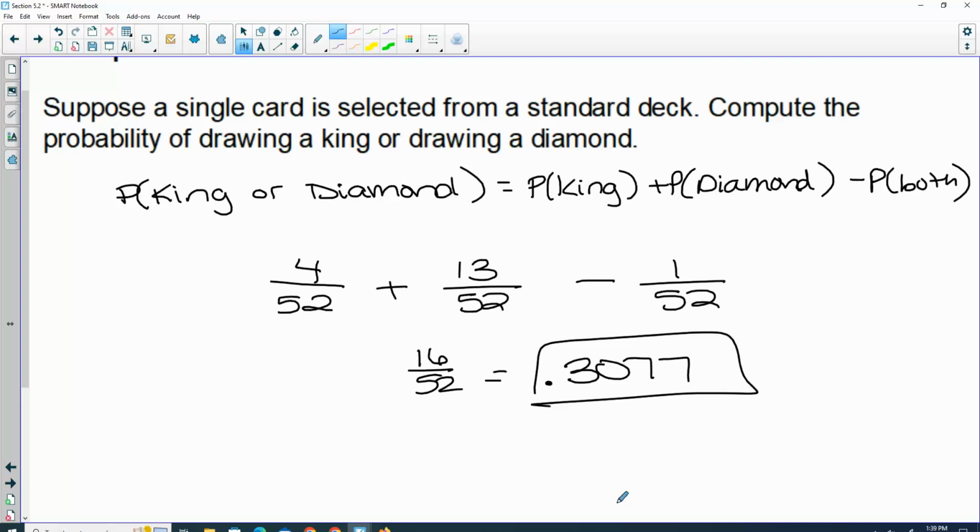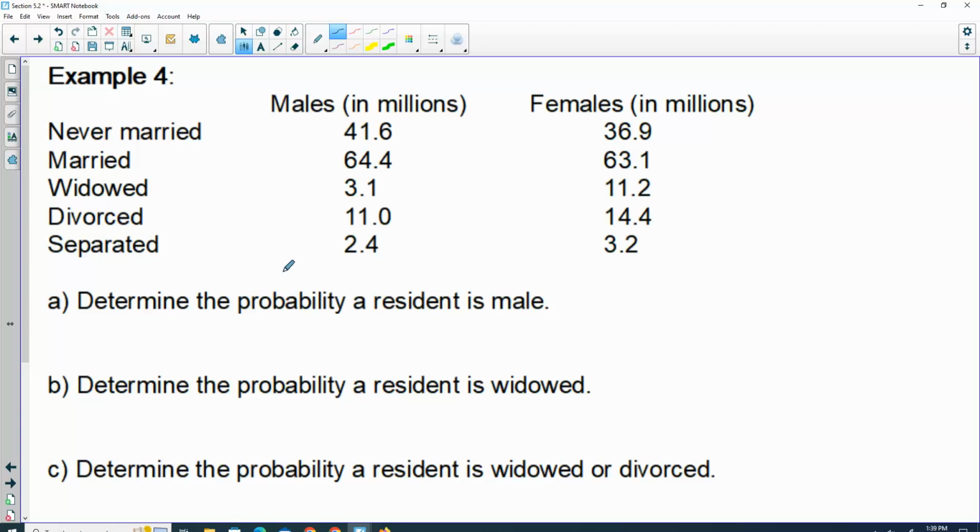The next one I gave you a table to read. So, this is showing marital status. So we have males, females, and different marital statuses. Determine the probability that a resident is male. If I'm going to find probabilities out of this, what am I going to have to do first?